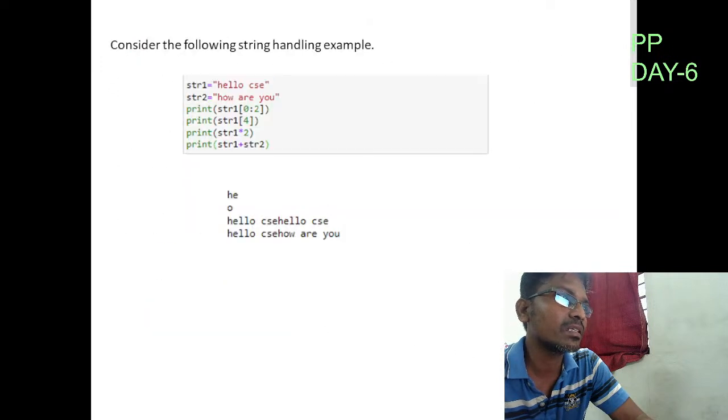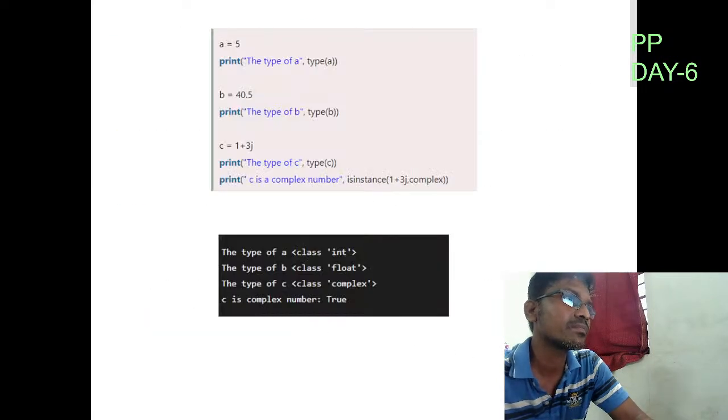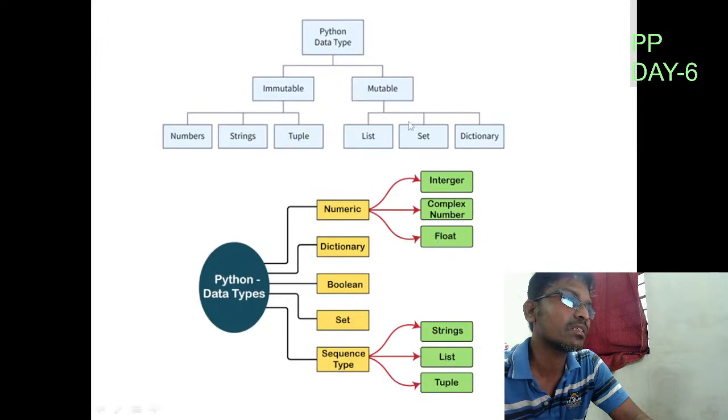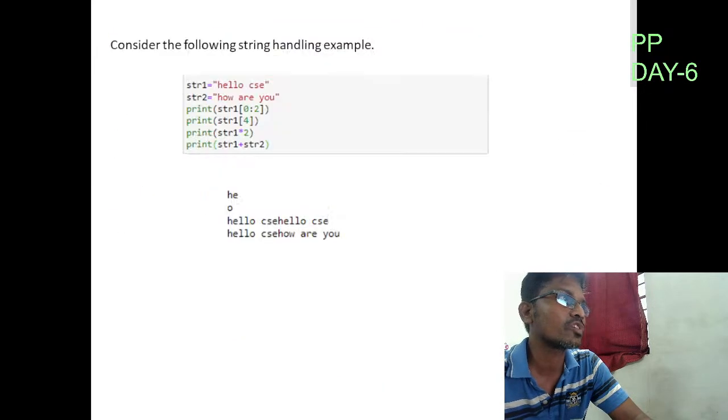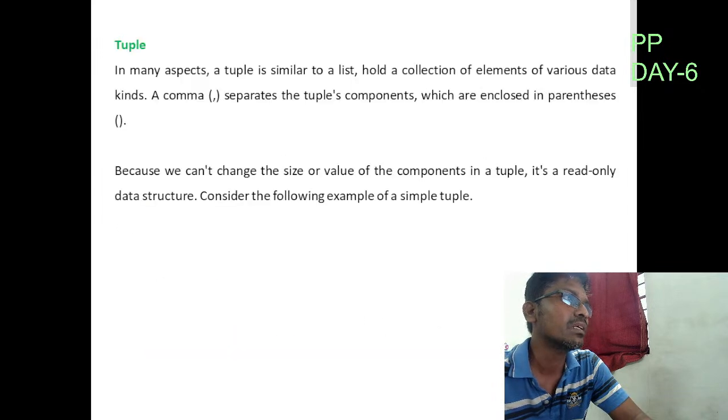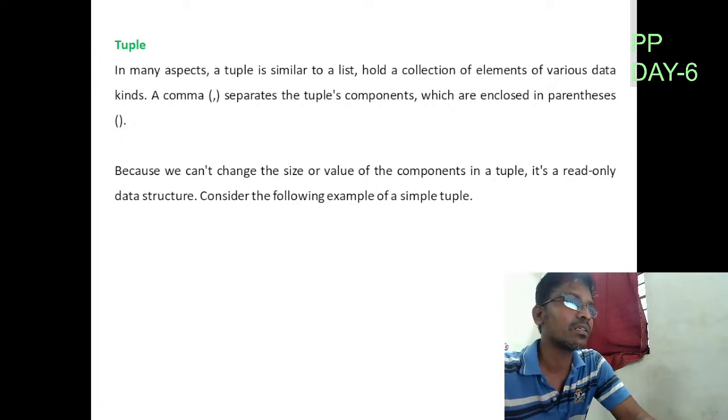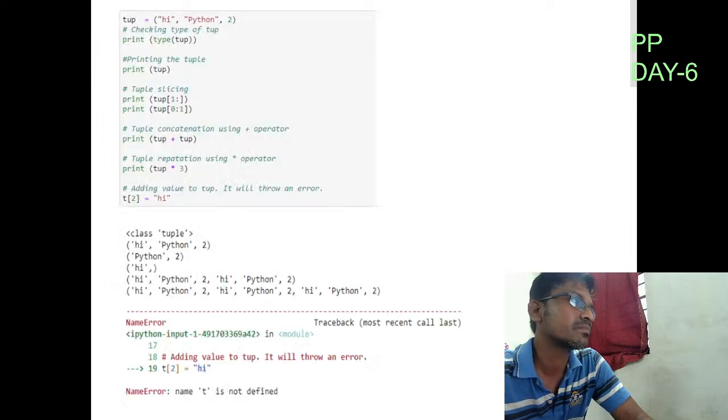So what is the difference between a tuple and a list here? The difference is that a list is a mutable data type, and a tuple is an immutable data type. That is the only difference, and the rest is the same as a list. So a tuple is similar to a list, but a tuple is an immutable data type and a list is a mutable data type.